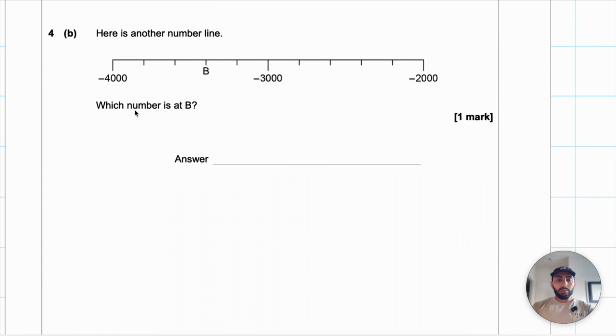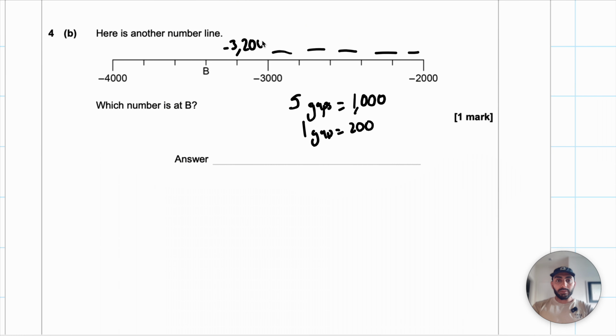Part B, here is another number line. Which number is at B? I've got negative 3,000 here and negative 2,000 here. There's 1, 2, 3, 4, 5 gaps this time, and those gaps are equal to 1,000. If I do 1,000 divided by 5, each gap is going to be worth 200. So I'm going backwards from minus 3,000. So this one would be minus 3,200, and this one would be minus 3,400.